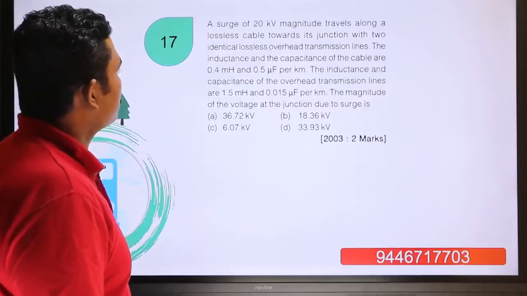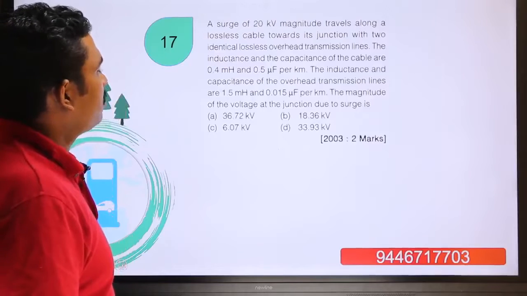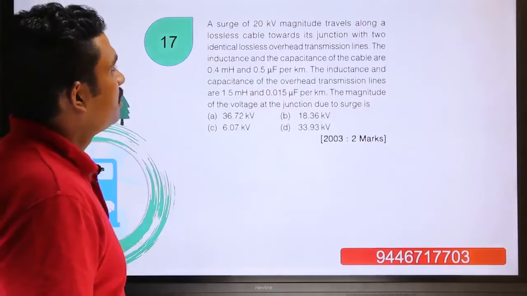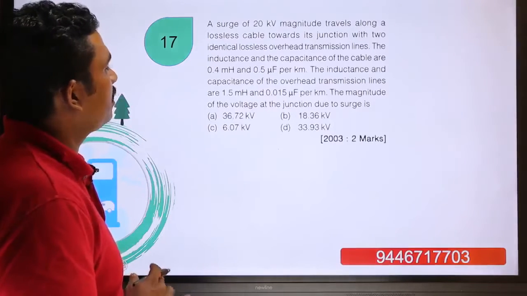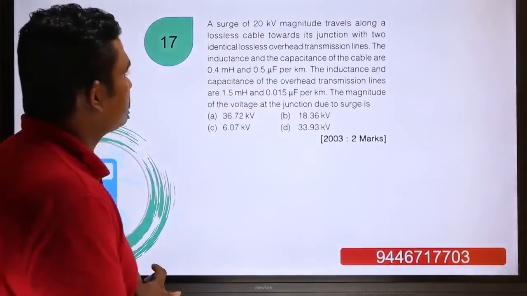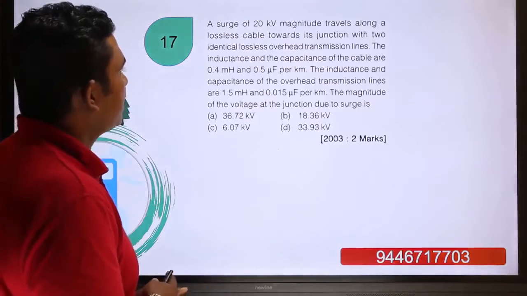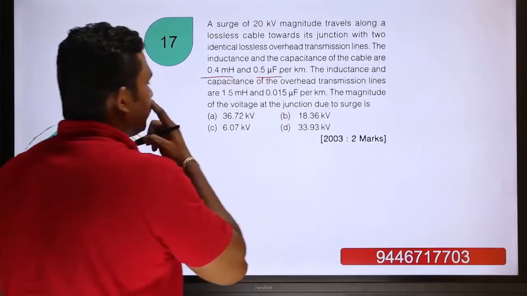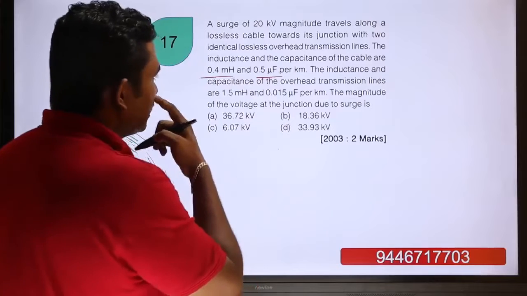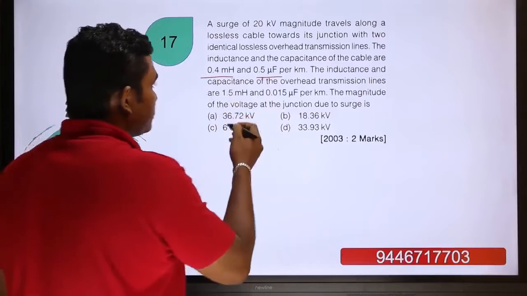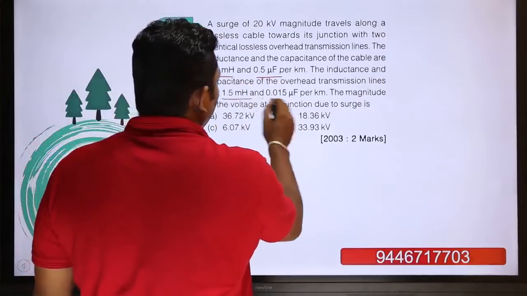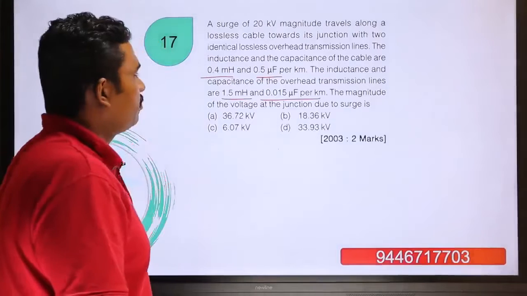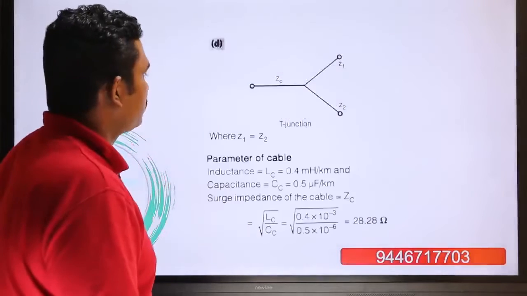Moving into the next question, question number 17. A surge of 20 kV magnitude travels along a lossless cable towards its junction with two identical lossless overhead transmission lines. So it is the case of a T junction. The inductance and capacitance of the cable are given as 0.4 millihenry and 0.5 microfarad. The inductance and capacitance of the overhead transmission line are 1.5 millihenry and 0.15 microfarad per kilometer. The magnitude of the voltage at the junction due to the surge is what is the question.